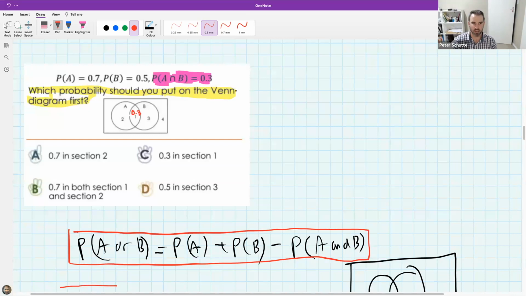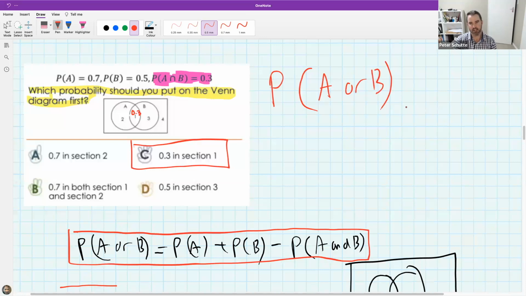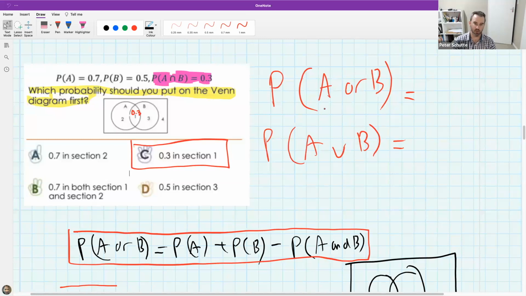The answer is going to be C. Now, I want to upgrade this question because I'm going to use my teacher power, and I want to know, using this drawing, what is the probability of A or B? Or if I was using their notation, A smiley face B. Using what's in this question, I want you to figure out the answer to that for me, to test your understanding of Venn diagrams.